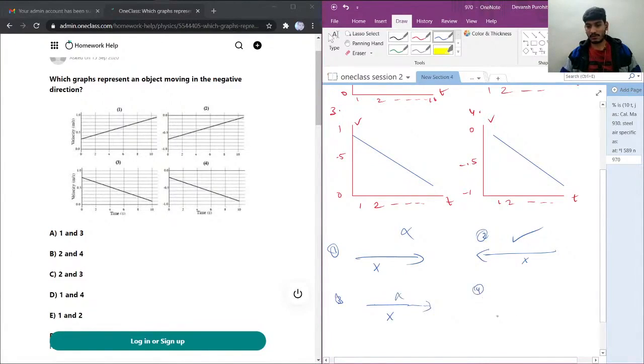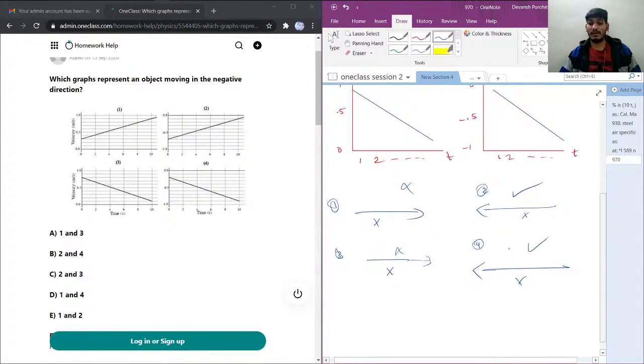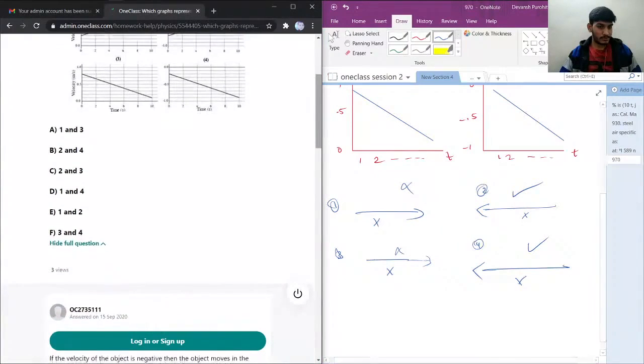And for fourth, the velocity is decreasing with time, but we have negative signs here. That means the velocity is in negative x direction, or the object is moving in negative x direction. Therefore we can say that the object, according to graph 4, is moving in negative direction. So here we can clearly see that the answer is 2 and 4. So it should be option B.